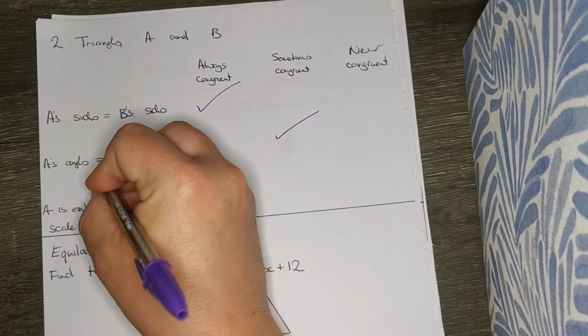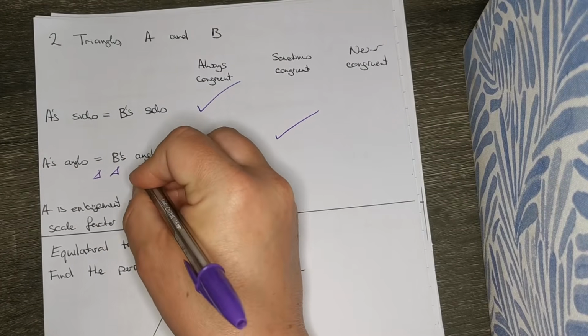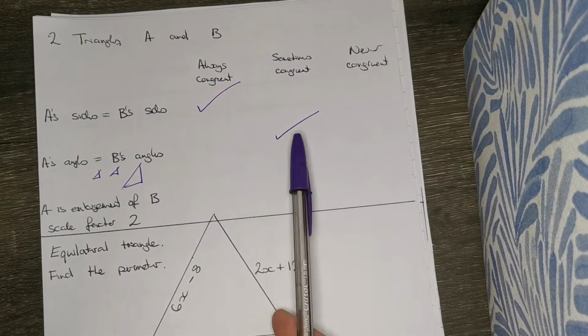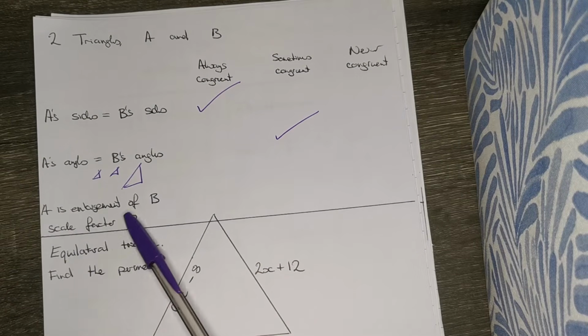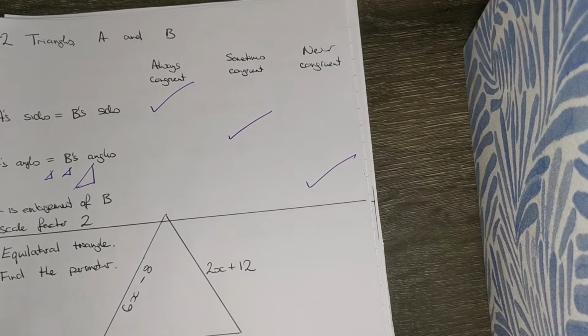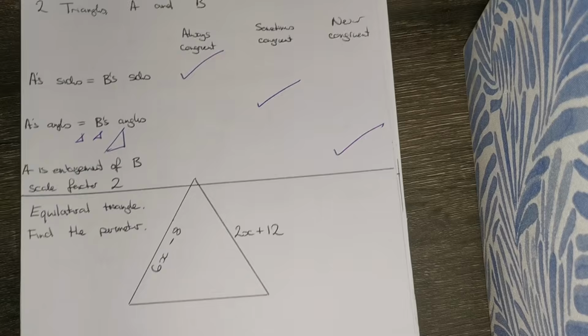I could have two triangles with the same angles, but also I could have, with the same angles, a much larger triangle if it was an enlargement, so only sometimes. A is an enlargement of B. Well, if it's an enlargement, it is not the same, it is not congruent, so that'd be never congruent.